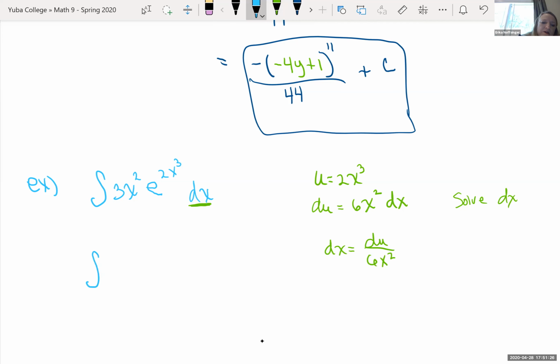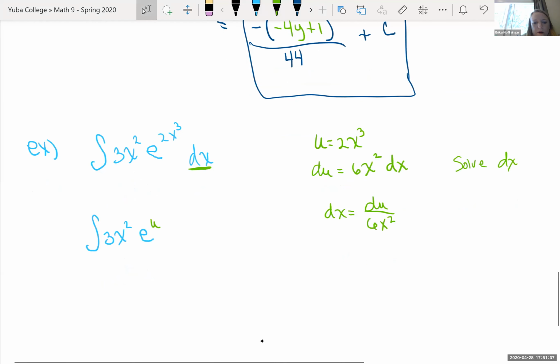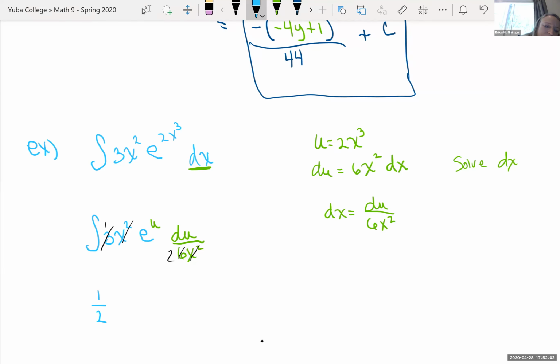So now we have the integral of 3x squared e raised to the u power, and then dx is du all over 6x squared. So notice things cancel. 3 goes into itself once, 3 goes into 6 twice. The x squares are going to cancel. And so all we're left with now is 1/2, because I can pull out 1/2 outside, the integral of e to the u du.